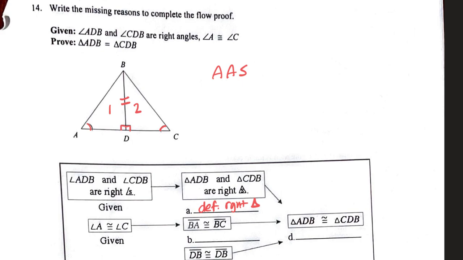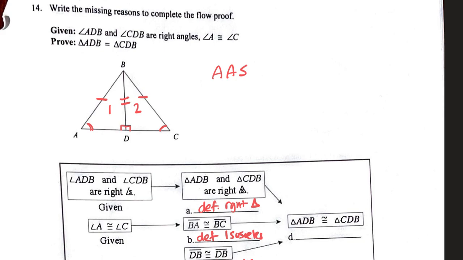Well, we know that this angle is congruent to this angle. So because of the Isosceles theorem, or the Isosceles triangle theorem, we know that the opposite sides are congruent. So you can just write definition of Isosceles triangle. And we know that segment DB is congruent to segment DB, which is going to be reflexive property.